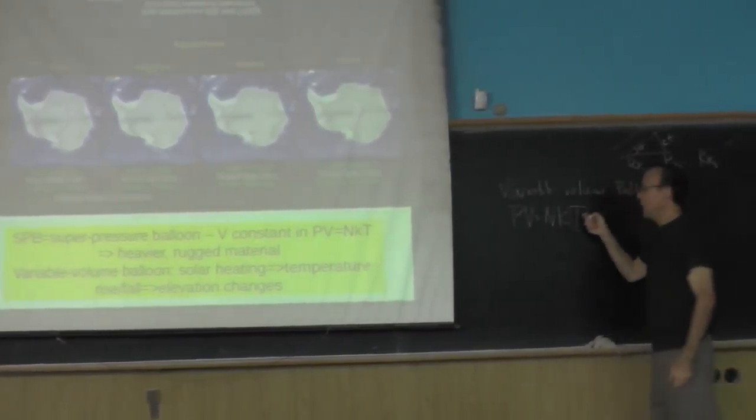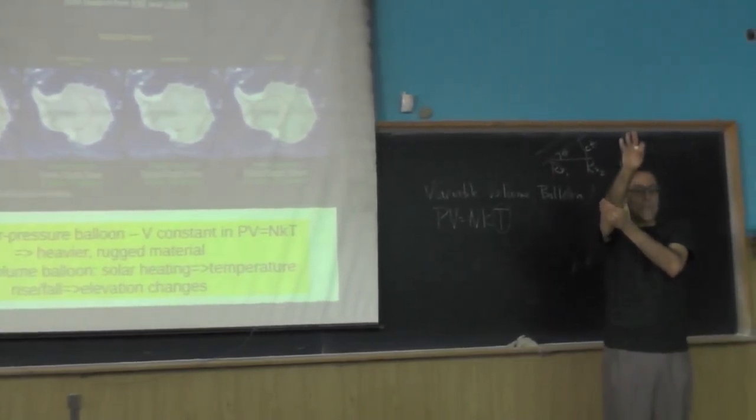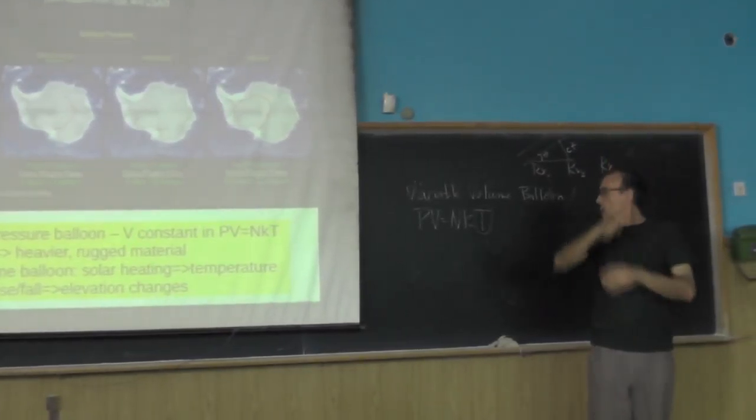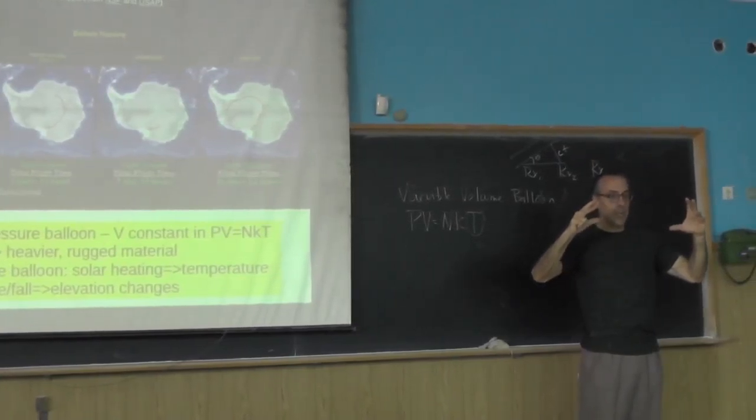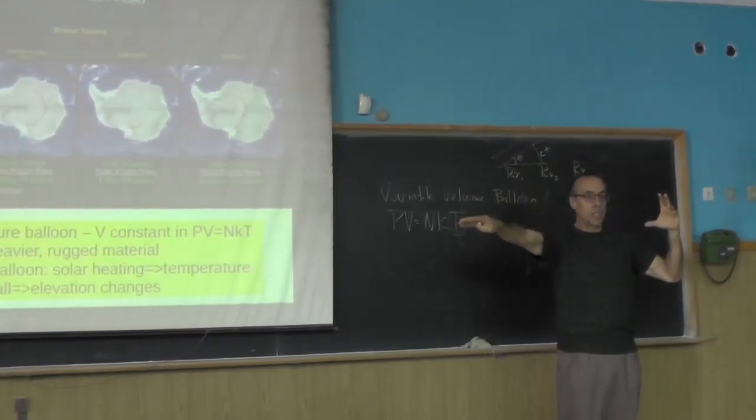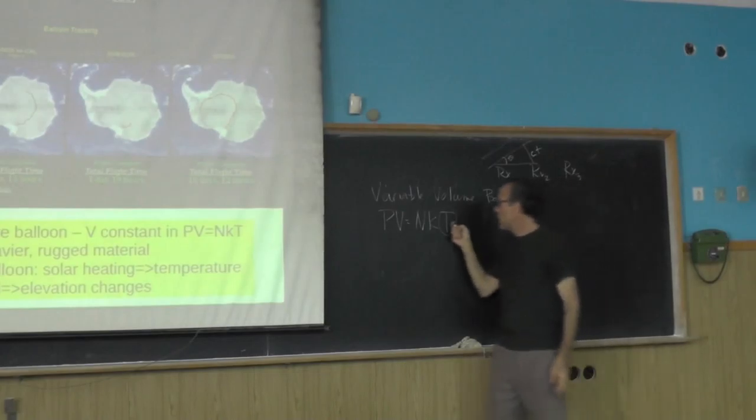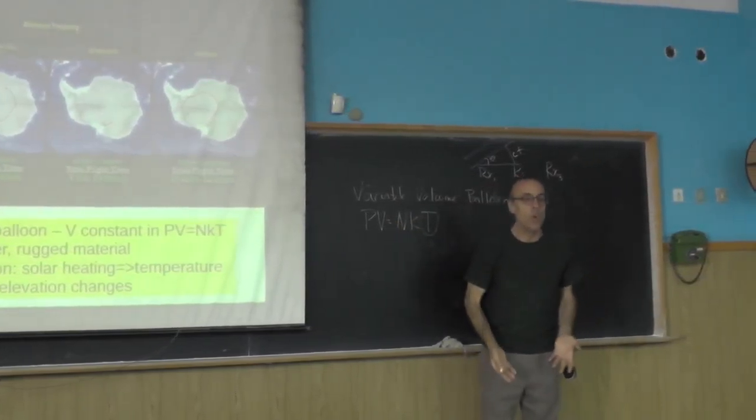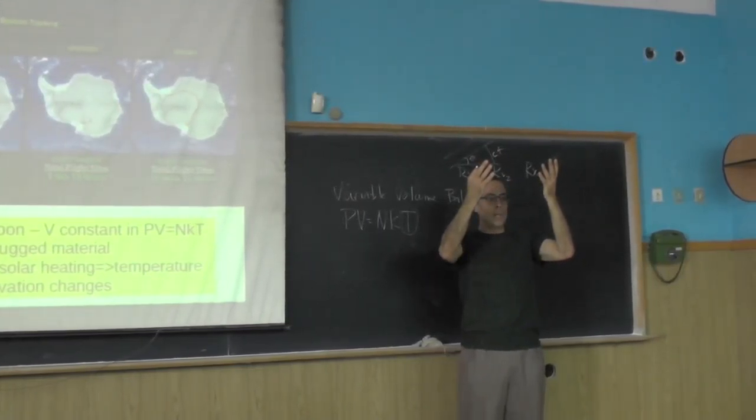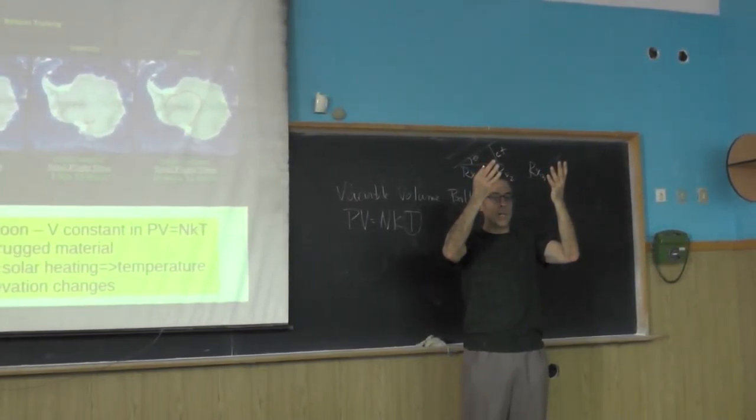As the temperature increases, so if the sun is higher in the sky, the temperature of the gas increases because the amount of flux is just going as cosine theta. Temperature increases, volume increases, buoyancy goes up, and the balloon goes higher in the air.